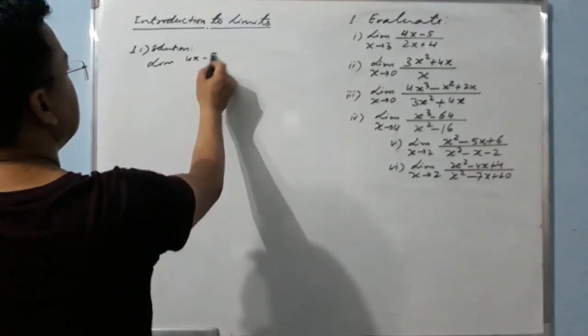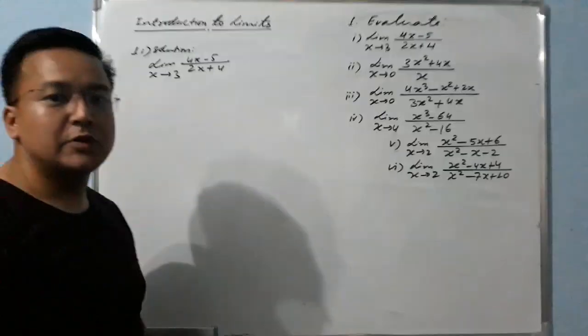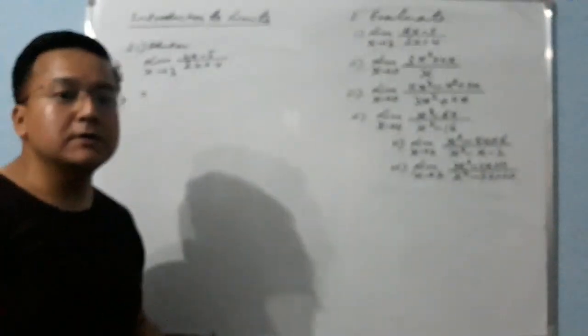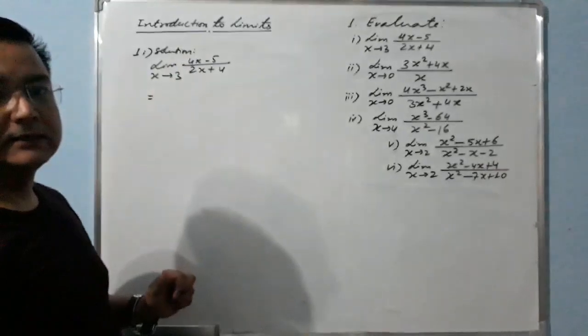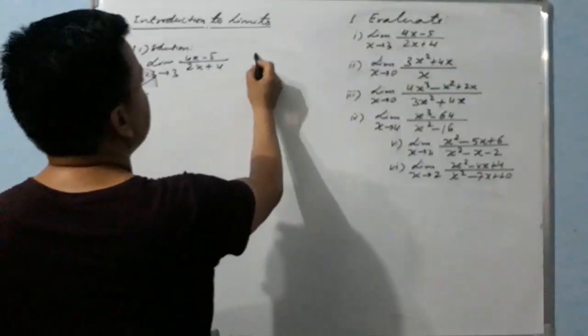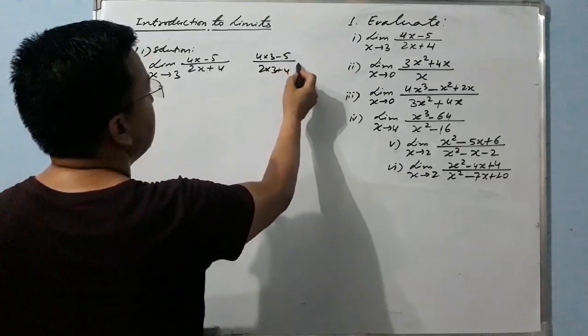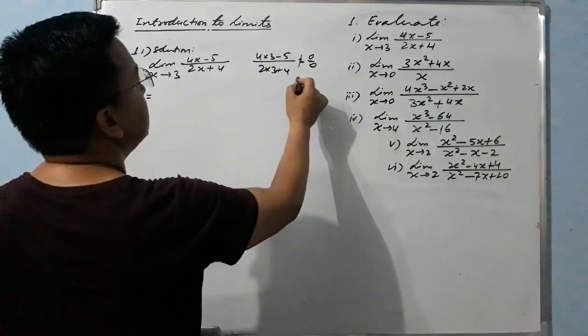Limit of 4x minus 5 upon 2x plus 4 as x tends to 3. First of all, you will check whether you are getting an indeterminate form or not. How to check whether we are getting an indeterminate form or not? Directly you can put 3 instead of x. You can substitute the value of x as 3. Here, if you put 4 into 3 minus 5 over 2 into 3 plus 4, that is 12 minus 5 over 6 plus 4, and you are not going to get 0 by 0 or any other indeterminate form.